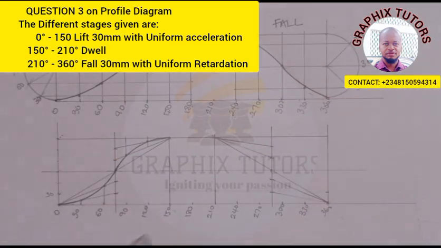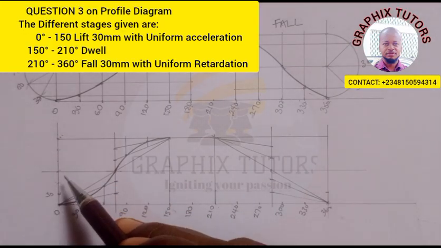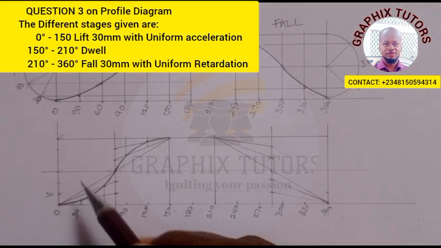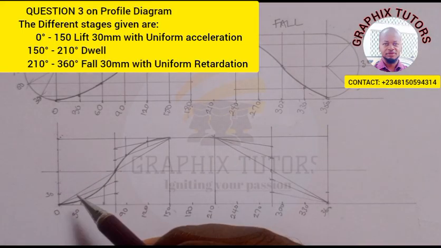So the truth of the matter is you can even divide it into 8, but ensure it should always be an even number. This is 0, 1, 2, 3, 4, 5, 6. It should always be an even number: 8, 10, 12, and so on and so forth. So I just use 6 here.